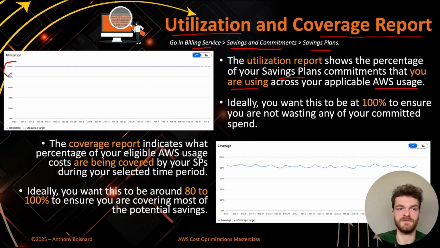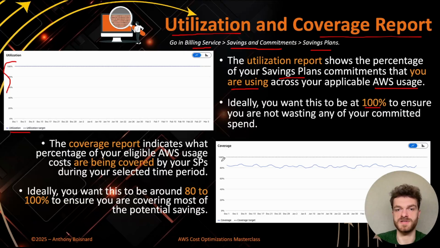This is it. I have around 100% here of utilization. This is ideal because you want this to be at 100% to ensure that you are not wasting any of your committed spend.